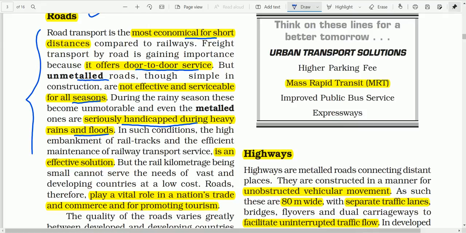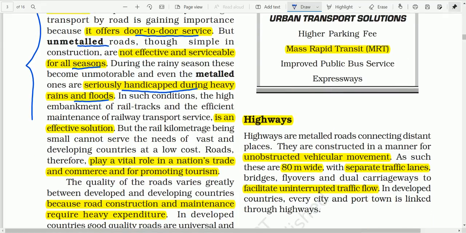In such condition, high embankment rail tracks and efficient maintenance of railway transport service is an effective solution. So if the roads are in trouble, when there are constraints due to heavy rainfall and a flood, railway is another alternative as mentioned here. But rail kilometers being small cannot serve the needs of vast and developing countries at low cost. Construction of railway lines is costlier as compared to the roadways.